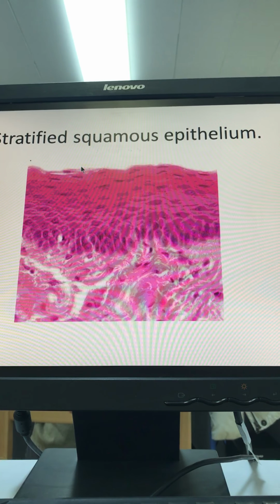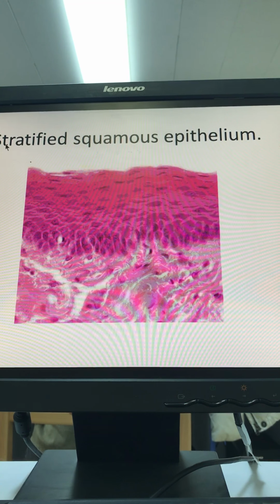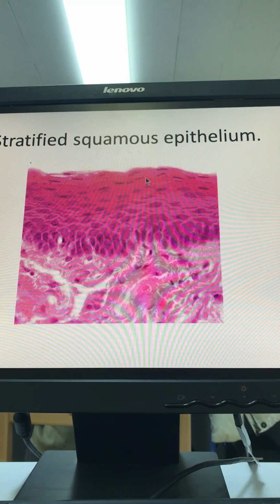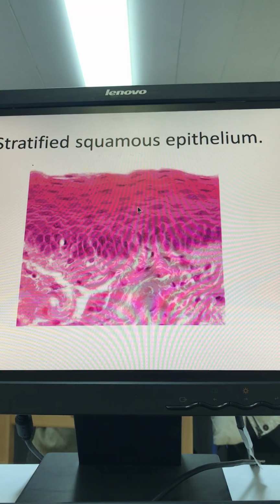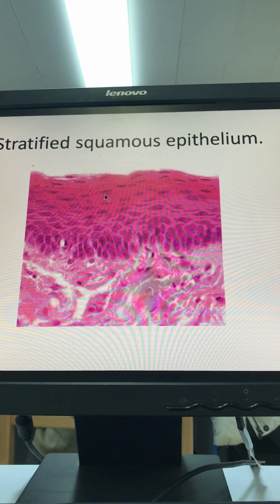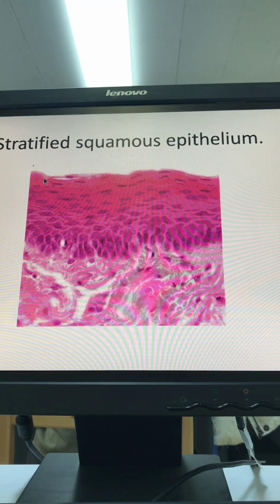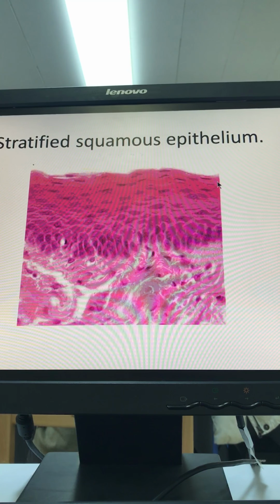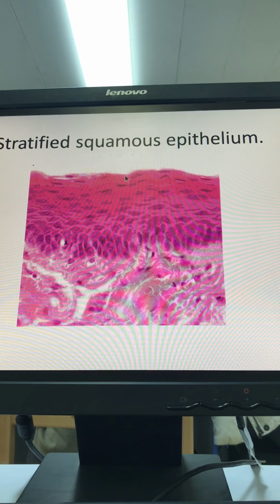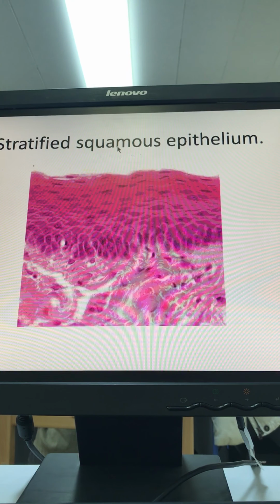Now always in stratified types of epithelium we will depend on the top surface layer. Okay, looking at the epithelium, more than one layer, it is stratified. I see here surface cells with flattened nuclei, so I say stratified squamous. Okay.